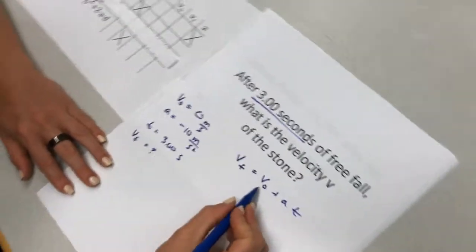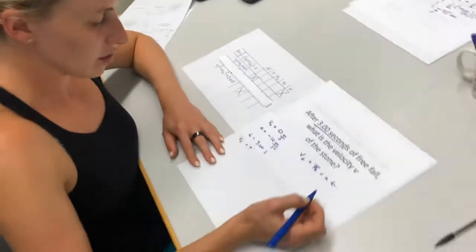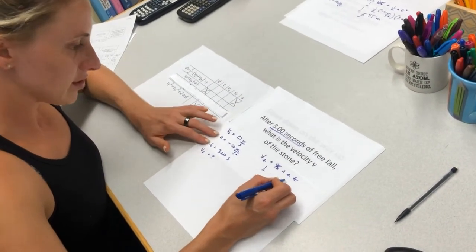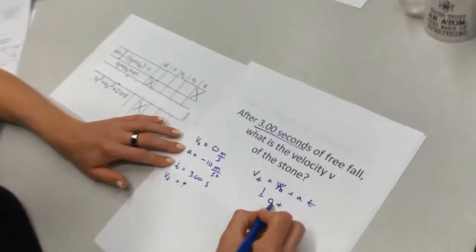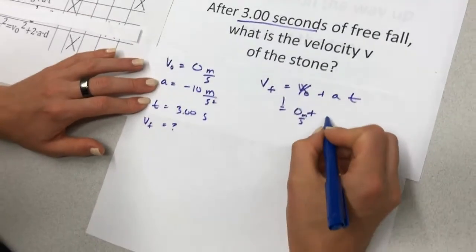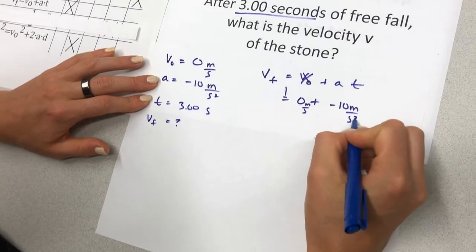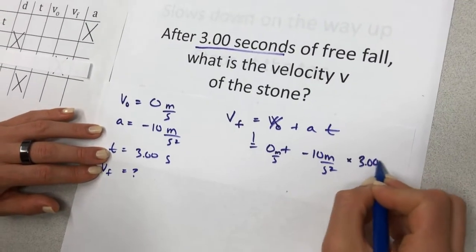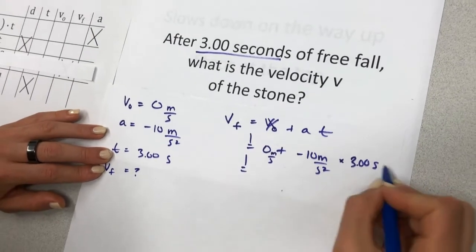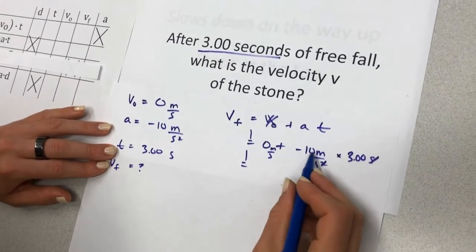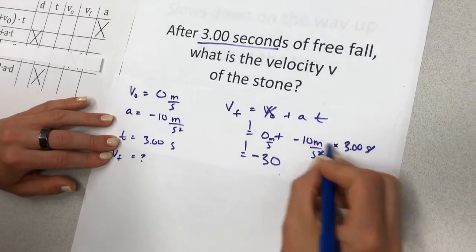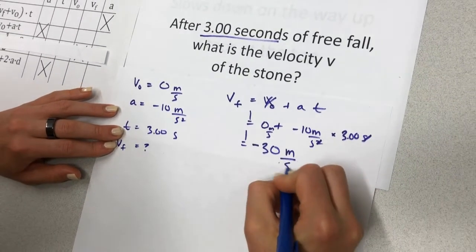And we know that our initial velocity right here is 0, sweet, so we can ignore that one. So let's just look at our acceleration, which is, so I'll say 0 meters per second plus -10 meters per second squared, and then our time was just 3.00 seconds. Boom. Okay, cancel, cancel. -10 times 3 is going to be -30, and then meters per second.